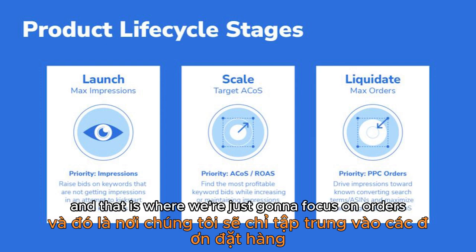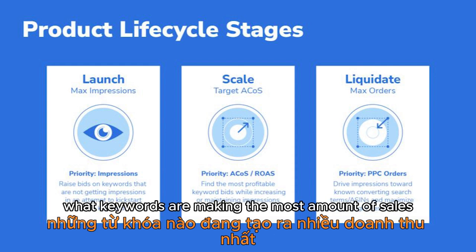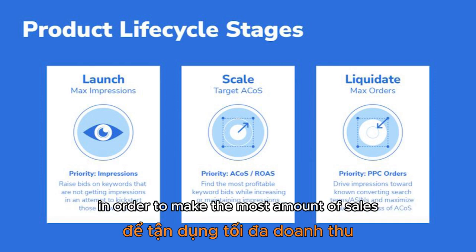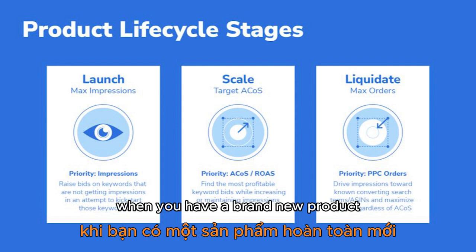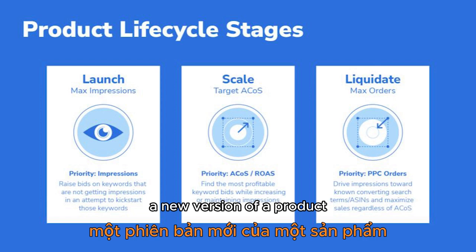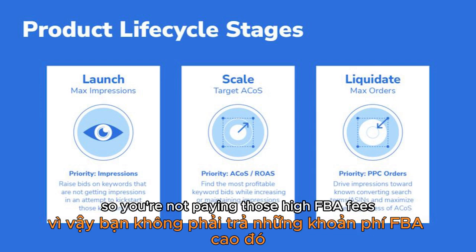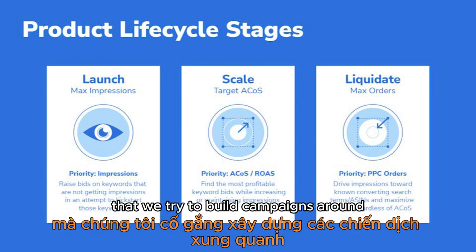And lastly, at the end of a product's life cycle, you're probably going to look at liquidating your product. And that is where we're just going to focus on orders. So regardless of ACoS, we're just going to look at what keywords are making the most amount of sales and really emphasize and optimize those in order to make the most amount of sales in the quickest amount of time. This might become important when you have a brand new version of a product that you're looking to launch, or maybe your product just is not selling and you're looking to liquidate, so you're not paying those high FBA fees.